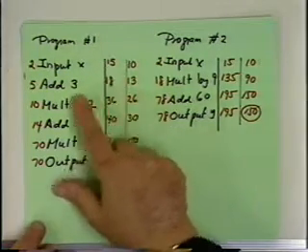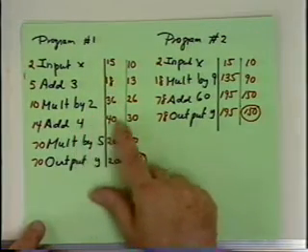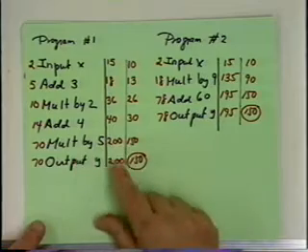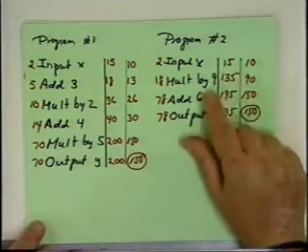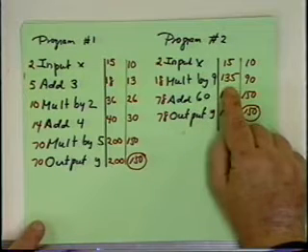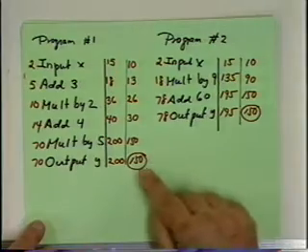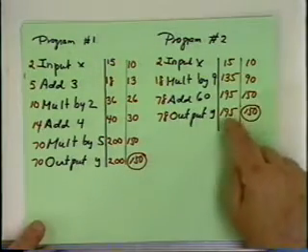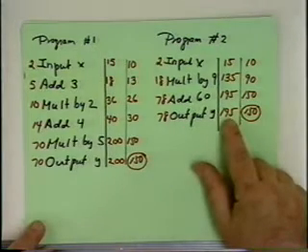Okay, 15: I add 3, gives me 18. Multiply by 2 gives me 36. Add 4 gives me 40. Multiply by 5 gives me 200. What happens if I start with 15 over here? I multiply by 9, that gives me 135. I add 60, that gives me 195. So now, did I guess right again? No, I guessed wrong again, because here the output was 200, but here the output was 195.